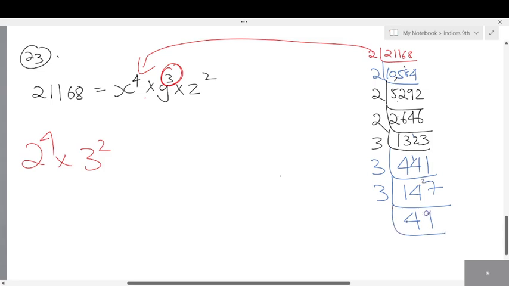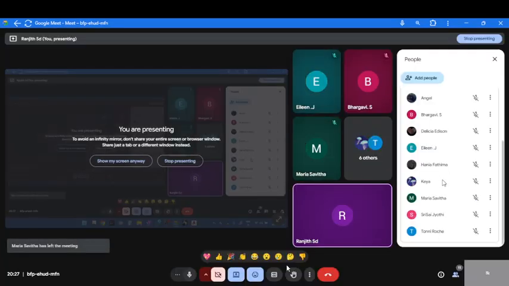3 nines are 27. How do you factorize 49? What do you get? 7 sevens are 49. Then 7 ones are 7. Yeah, who else is answering?